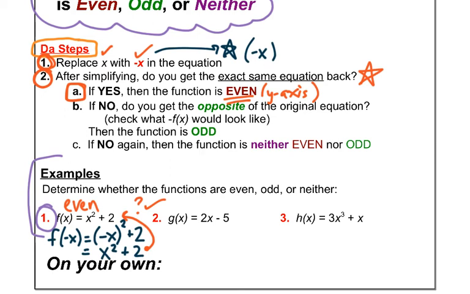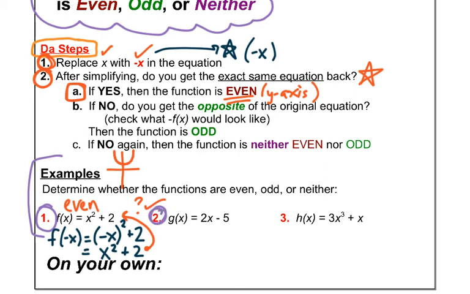And if we actually graph this, number 1 is a parabola that's just been shifted up 2. So it looks like this. And just looking at that visually, can you tell that it actually is a y-axis symmetry? So there you go. Let's try number 2.